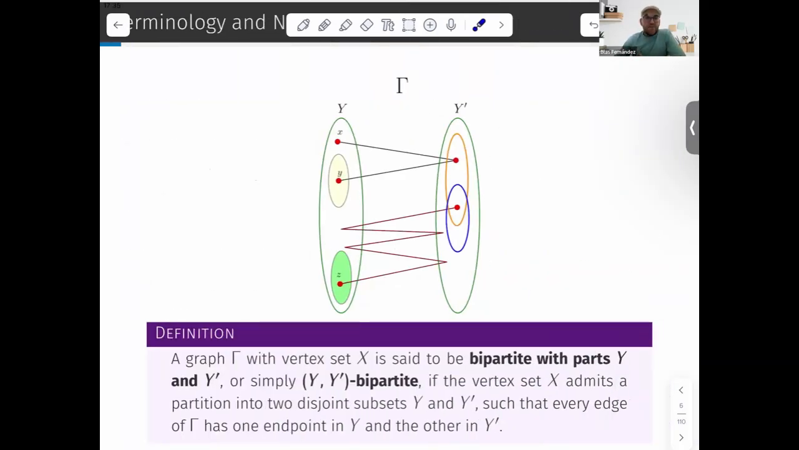As I mentioned, every graph is going to be bipartite, so let's recall quickly what we mean by this. We will consider a graph gamma which is bipartite, with vertex set partitioned into two sets, Y and Y prime, in such a way that every edge has one end in Y and the other in Y prime. Whenever we have this, I will shortly call such a graph Y-Y prime bipartite.